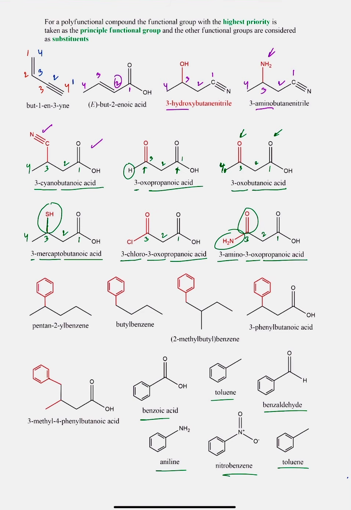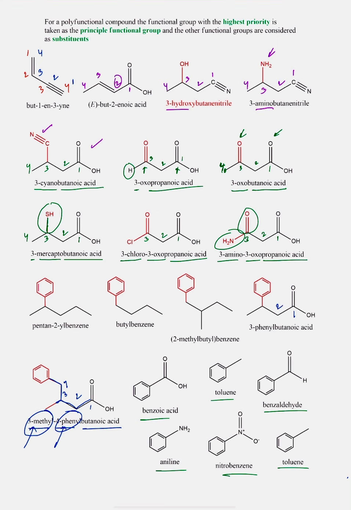For choosing the parent chain, I have to choose the longest chain with the highest number of substituents. So it's this. After numbering, starting from the carbonyl carbon, what would be the name of this compound? Let's check. It has 2 substituents, 1 phenyl and 1 methyl. And because it has 4 carbons, it's butanoic acid. There is a methyl group at carbon 3, that's why it's 3-methyl, and a phenyl group at carbon 4, that's why it's 4-phenyl. And M comes before P, that's why this comes before this. Anyway, what about this?